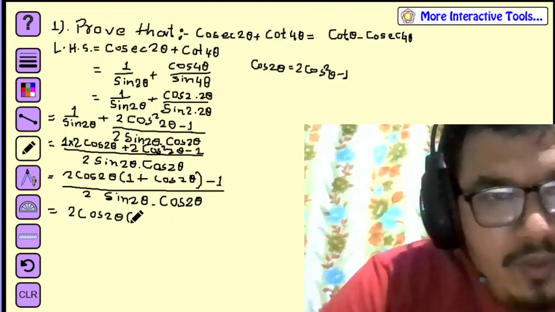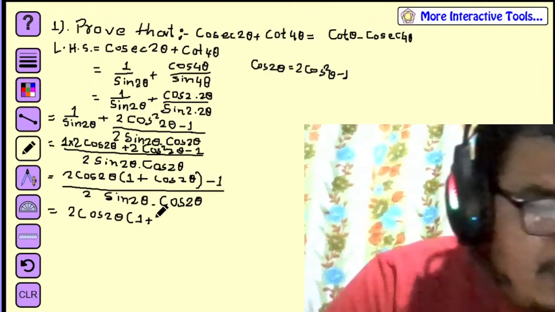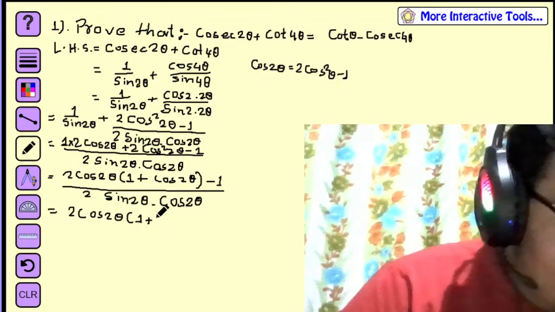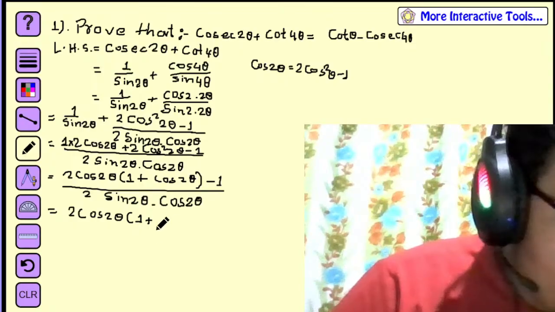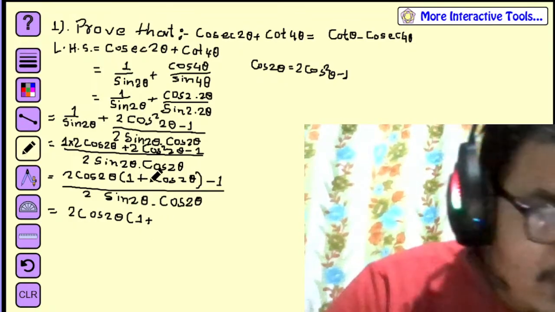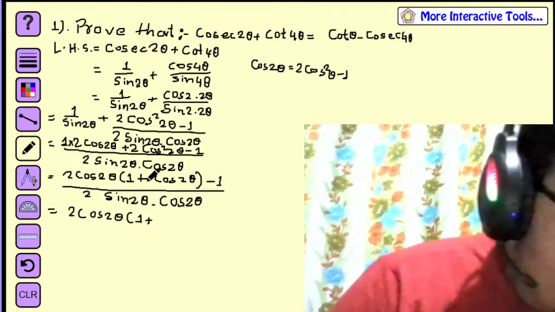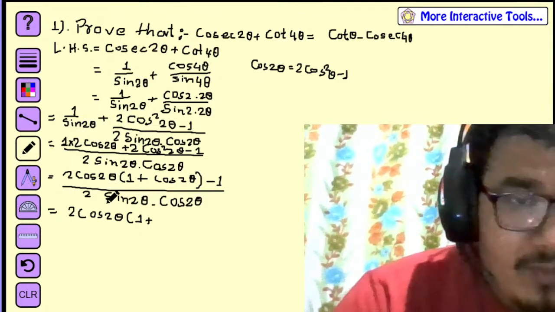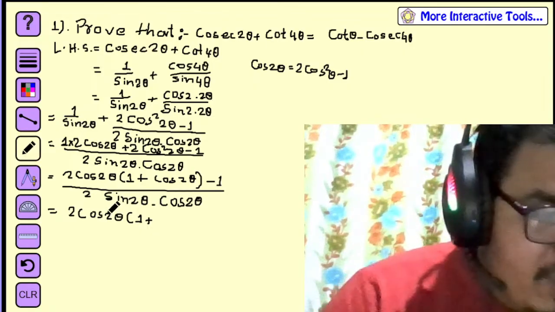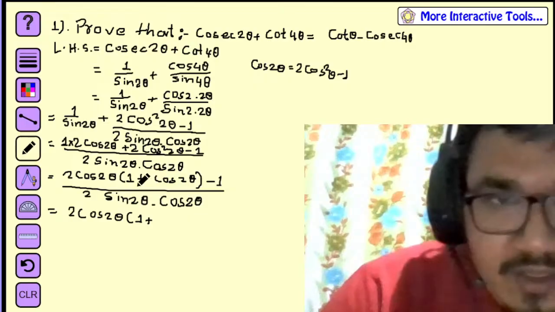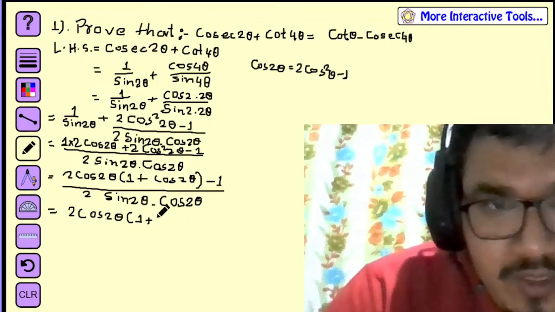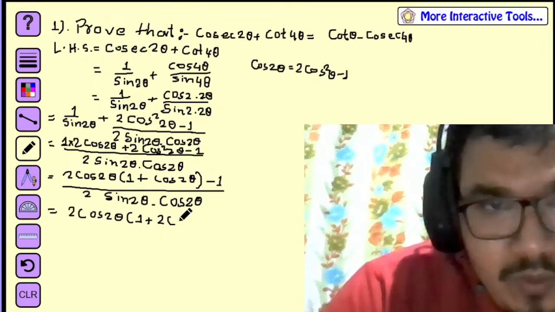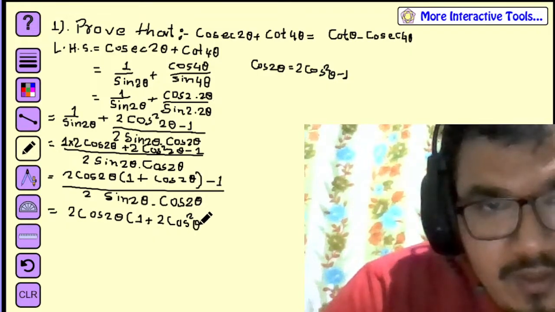We know we can cancel this by opening the formula of cos 2 theta in terms of cos, so that this one will be cancelled. We know cos 2 theta means 2 cos square theta minus 1, right? So that minus 1 and plus 1 will be cancelled.